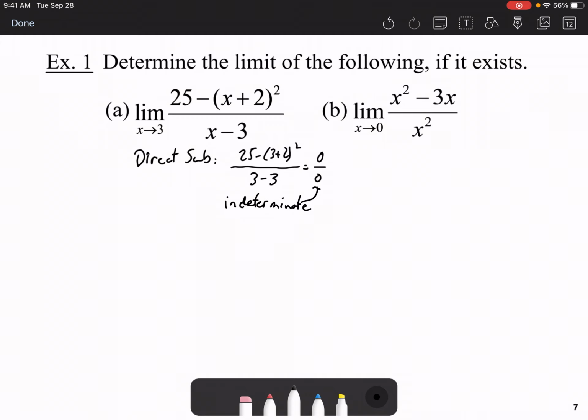Only when we get it does not exist or a value actually comes out of it do we actually tell what it is. So with these ones, try some other options. Try to factor, try to expand, try to cancel some things. It may work out. So for this one, what we're going to try is, notice that 25 and the x plus 2 squared is a difference of squares. So I'm going to change this into the limit as x approaches 3 of 5 minus x plus 2 and 5 plus x plus 2.